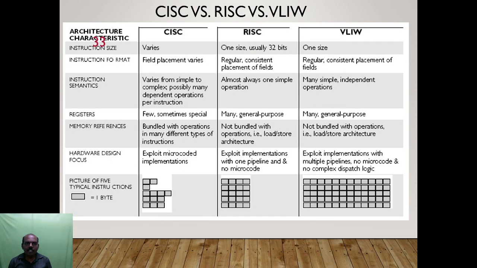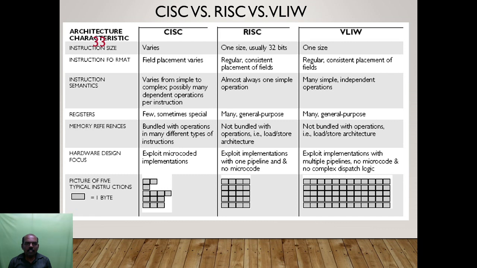This is the comparison between CISC processor, RISC processor, and VLIW processor. We have compared 6 types of characteristics. First one, instruction size, then instruction format, then instruction semantics, register, memory references, hardware design focus, then picture of 5 typical instructions.